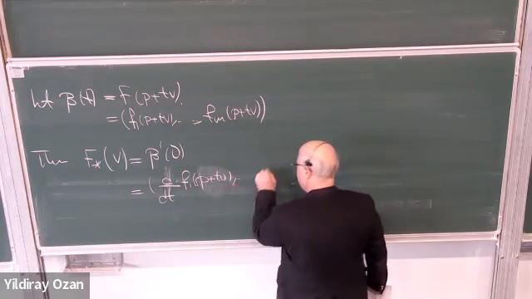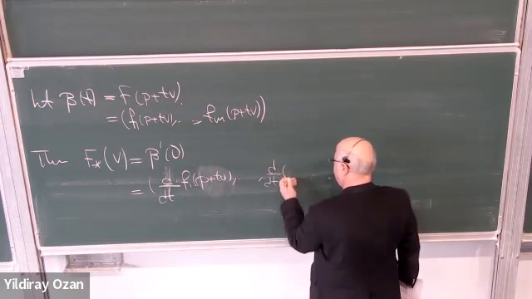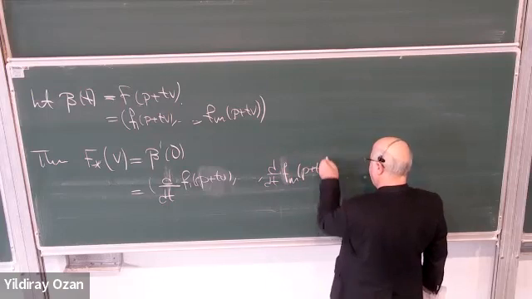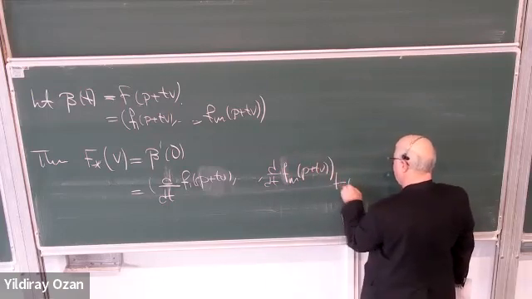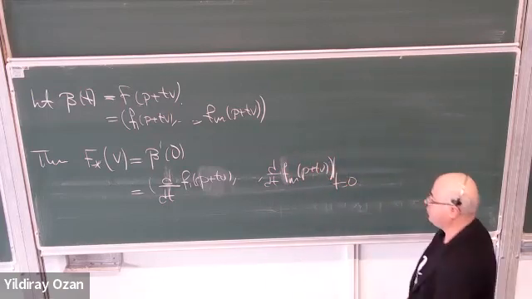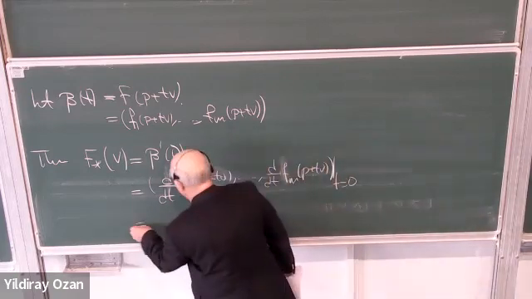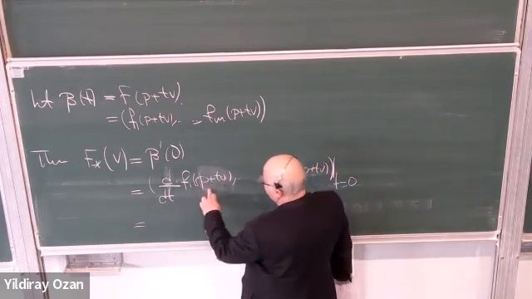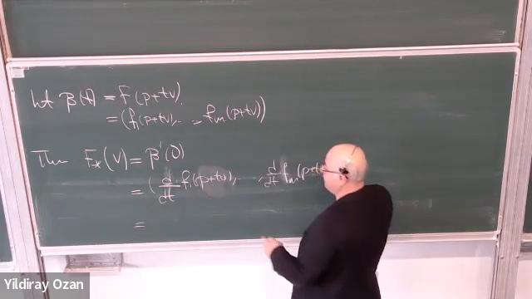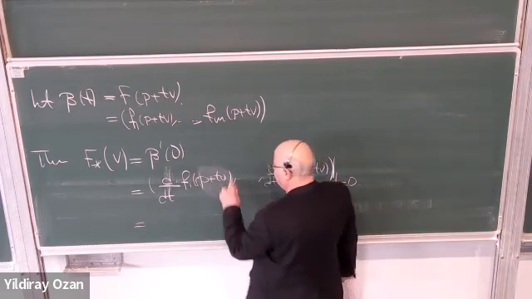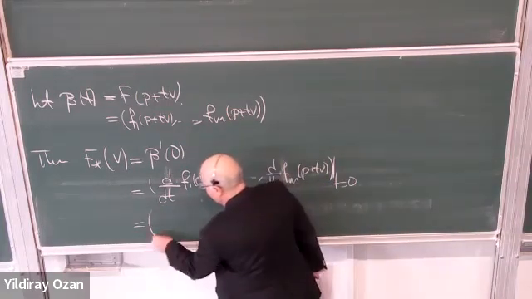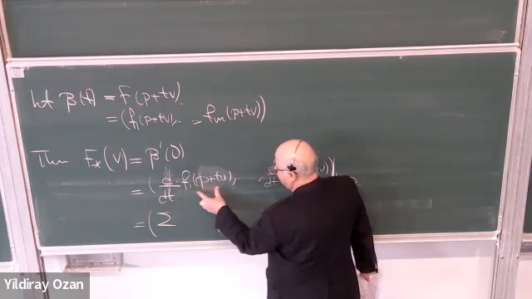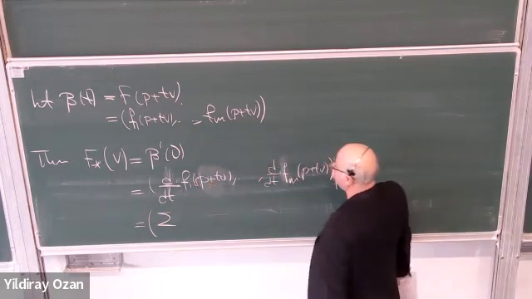And d over dt of f(p + tv), all this has to be computed at the point t equals 0. How would you take the derivative of this? Well, this is a function of several variables, right? The derivative of this composition is just you take partial derivatives of this gadget with respect to its variables.